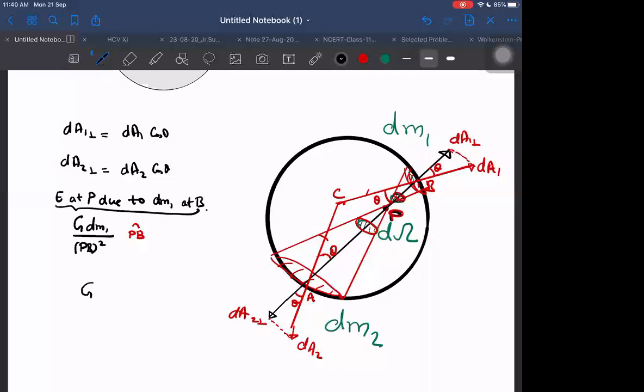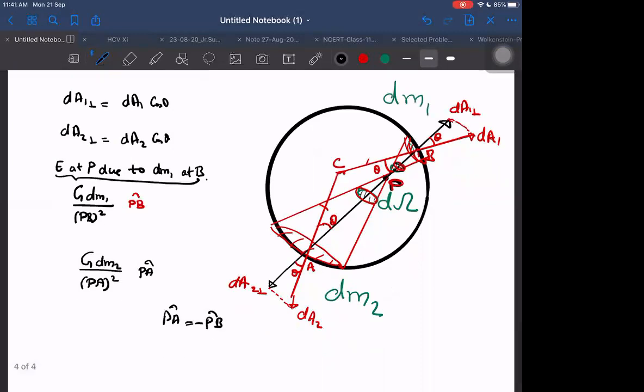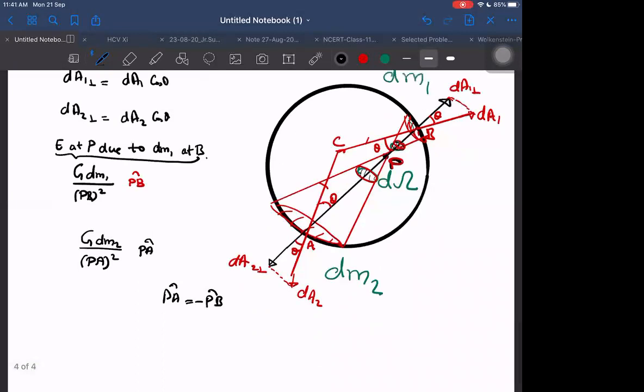Similarly, what will be G into dm2 upon PA square into PA cap. But we know PA cap is a unit vector and PB cap is a unit vector, but both are in opposite directions. So I can say these are minus of each other. So let us call one field E1 and the other field E2, one due to mass 1, the other due to mass 2. What is the net field at P? Net field will become E1 bar minus E2 bar. We can call these dE1 and dE2, small, because it is just due to small elements only.